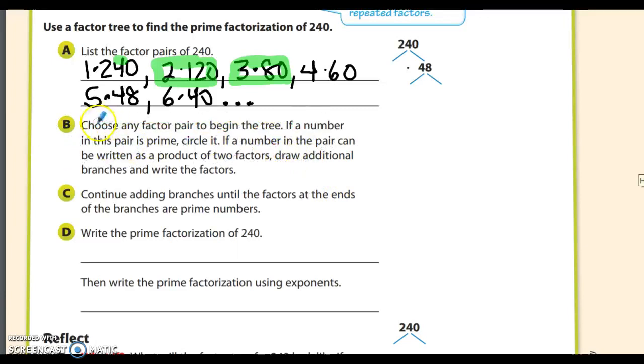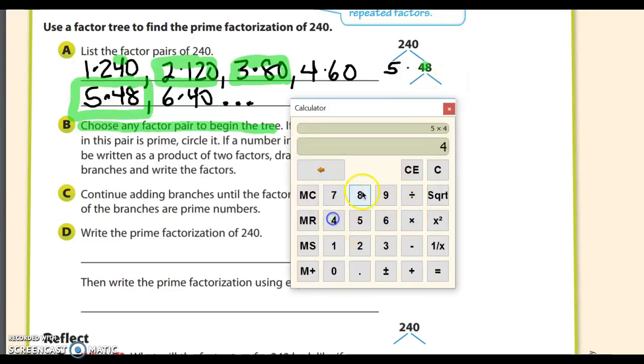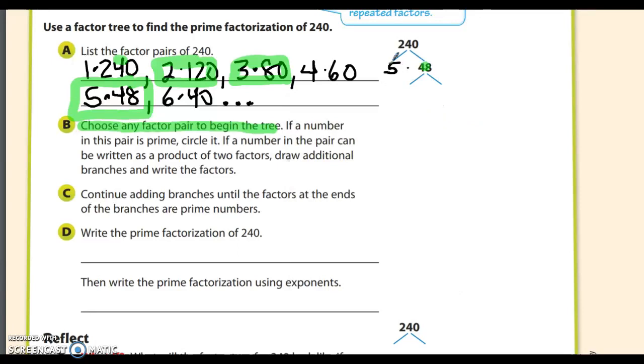So we choose any factor to begin the tree. I want you to notice that the book chose this one right here, 5 times 48. Do you see this 5 times 48 right here? That's the way they chose it. And the reason I know that is because they put 48 here. Well, there's only one number that makes that true. It's 5, and I can prove it to you. 5 times 48. If I wanted to put a 2 there, it just wouldn't be true. 2 times 48 is not 240. So this spot right here has to be a 5.